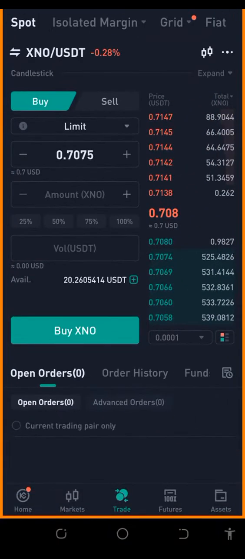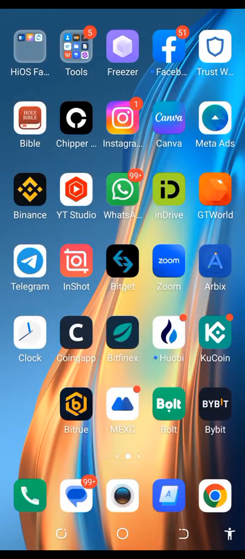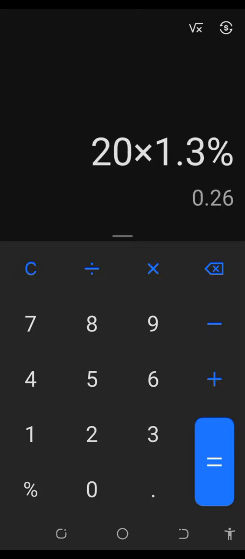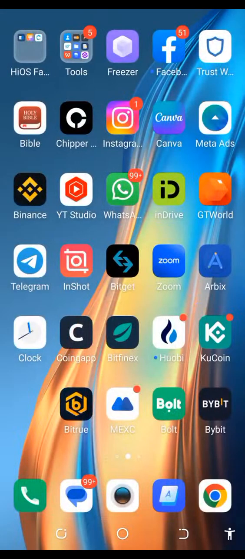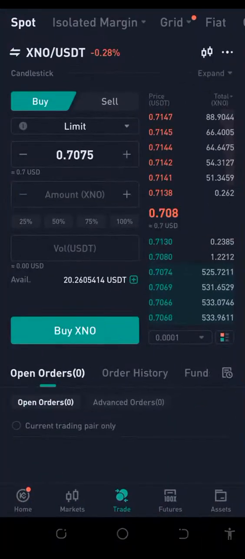And what is 26 cents? That should be 1.3% if I'm right. So let's just check. Don't forget we started out with 20. 20 times 1.3%, am I right? So that's 26 cents. So let's go ahead and continue looking for other opportunities.